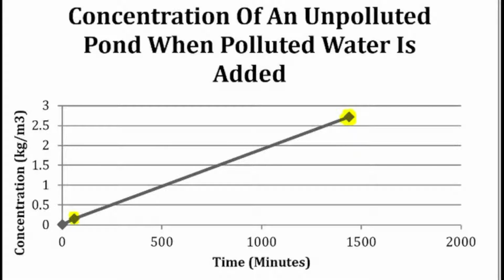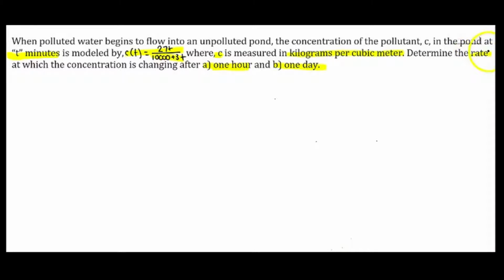In this scenario, we want to find the rate at which the concentration is changing. This means how much concentration of the unpolluted water is changing when the polluted water is added over time. Because this question specifically says rate, not average rate, we know that we are finding the instantaneous rate of change, or IROC. IROC is the exact rate of change of a function at a specific value of the independent variable. This is found using the estimated average rates of change for small intervals of the independent variable that are very close to the specific value.